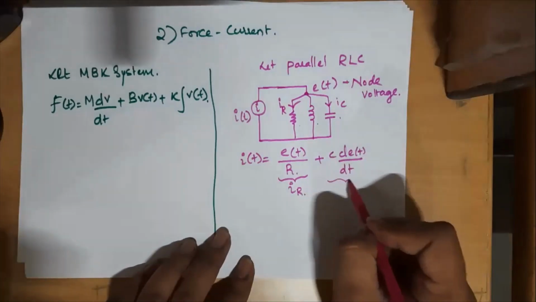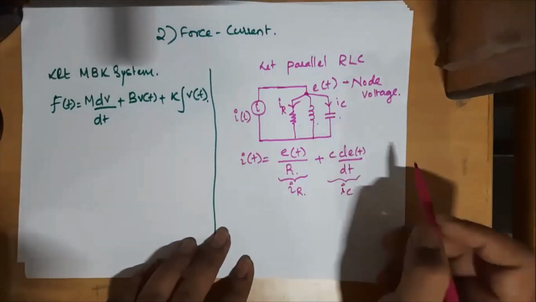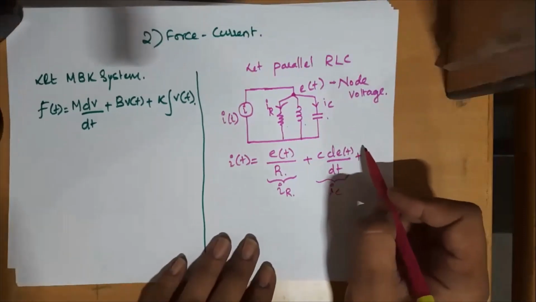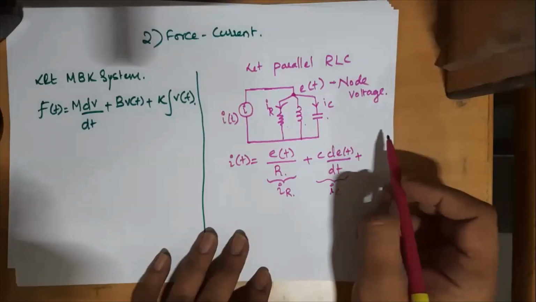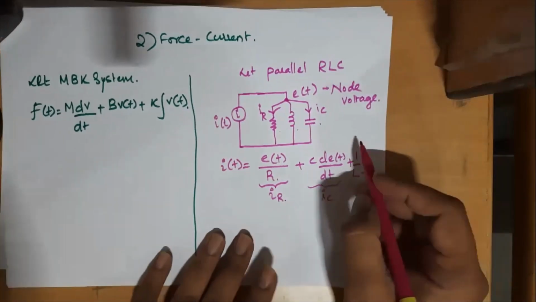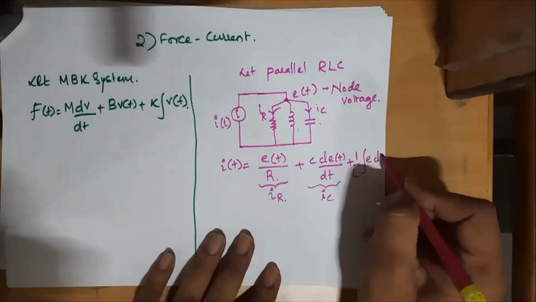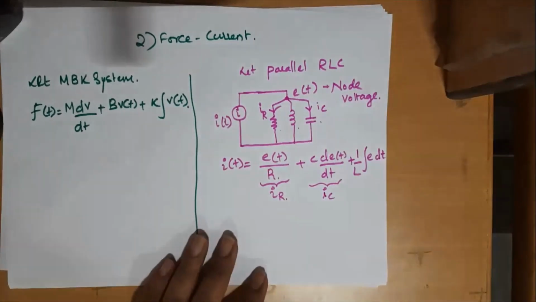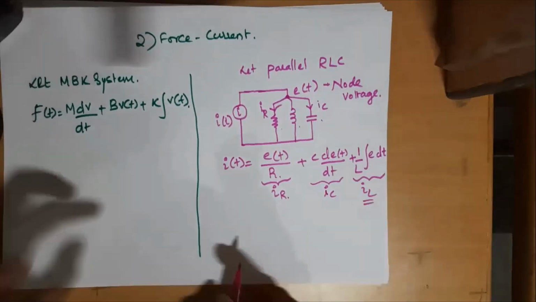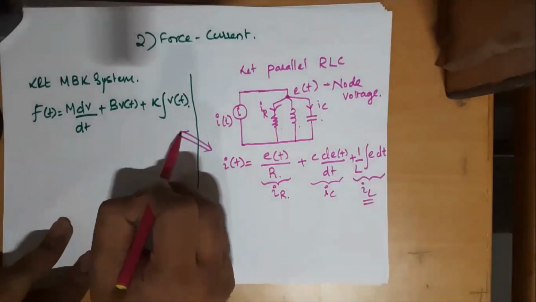And the last one is current through the inductor, IL. So it is equal to 1 by L integration of E dt. So IR, IL and IC are done. So the main current I of t is summation of IR plus IC plus IL.